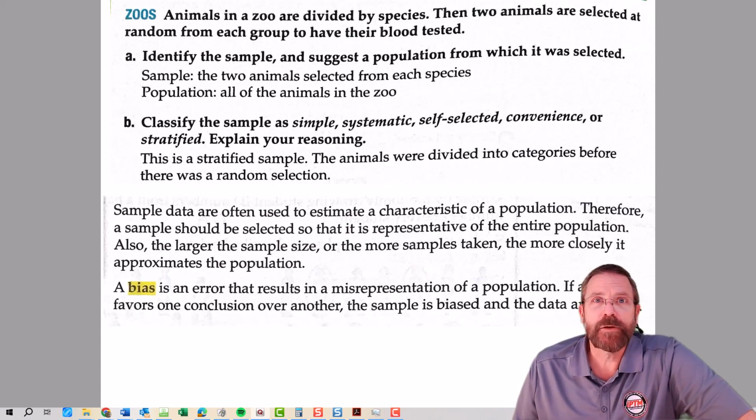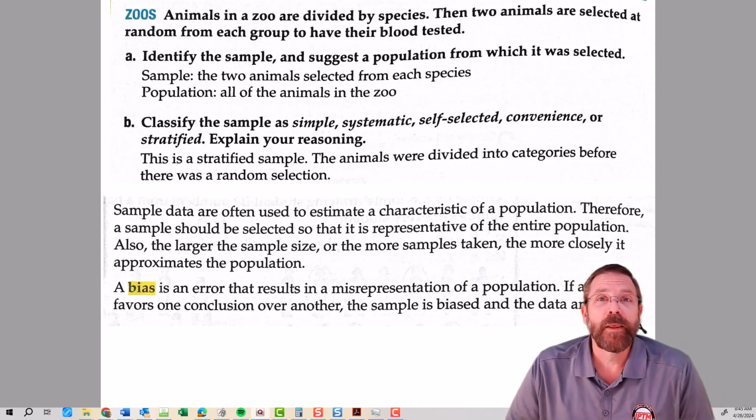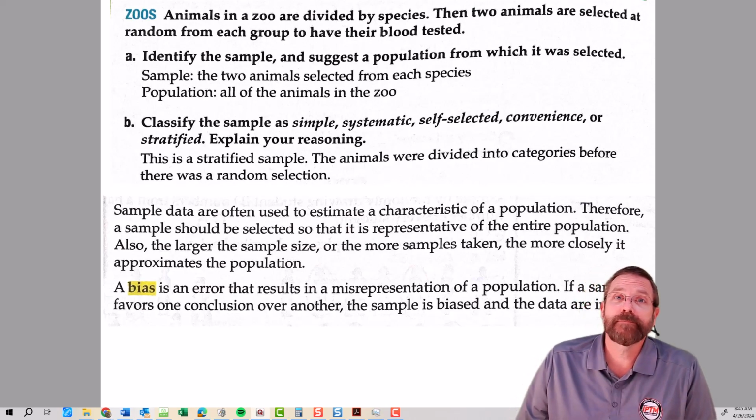Bias. Yes, there is bias in statistics. I guarantee you, we have to work hard to keep it out of our surveys. It is an error that results in misrepresentation of a population. If a sample favors one conclusion over another, that sample is going to be biased, and the data, therefore, is not going to be valid.